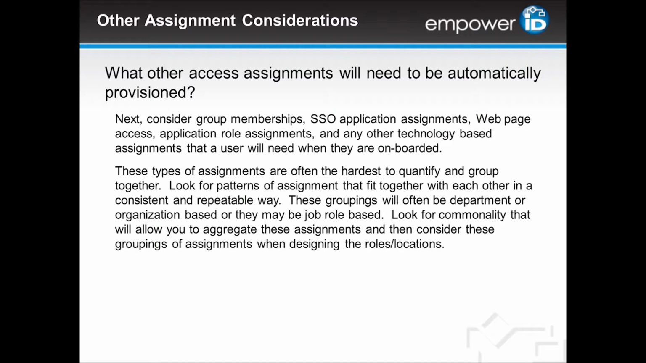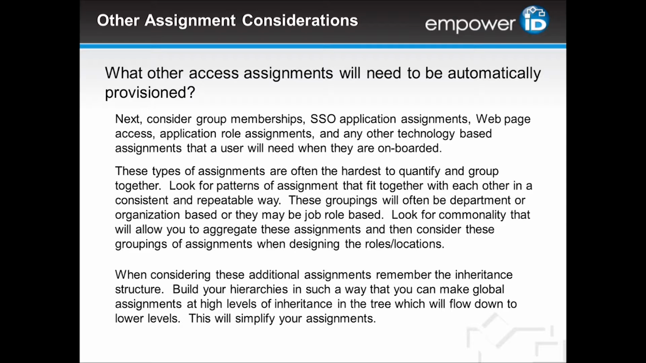So look for patterns of assignments that fit together with each other in a consistent, repeatable way. Now, these groupings will often be departmental or organization based, or they could be job role based. So as we look for commonality, that'll allow us to aggregate these assignments and then consider these groupings of assignments when designing our roles and locations. So if we find a group of assignments that makes sense for maybe a particular job role, then maybe we'll create that job role and assign that particular grouping to that job role, because it gives us a consistent and more static anchor point to map that to.